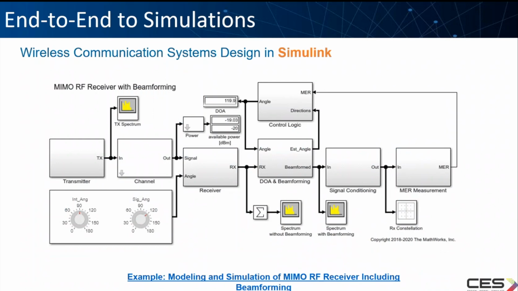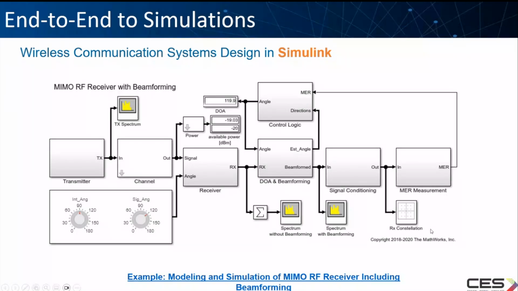These wireless communication systems can be designed in Simulink as well. In that way, you can also include the RF impairments in the receiver and the transmitter. You can generate the digital baseband and put these components together to build your bigger system, which is an end-to-end simulation. What you see here is a model or a design for a MIMO RF receiver with some array signal processing. We are talking here about beamforming.